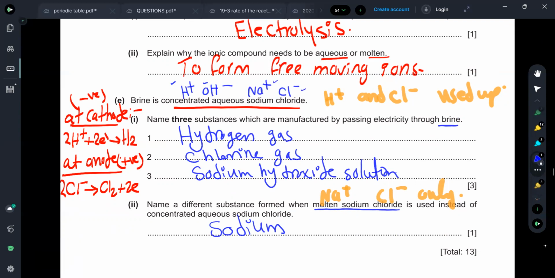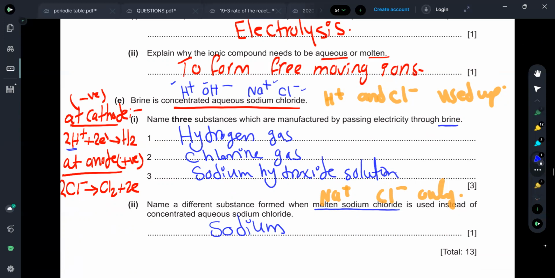Now, positive ions move toward the cathode, which is negative. Hydrogen is reduced instead of sodium, because it is less reactive and so easily reduced. It gains 2 electrons to form H2. So hydrogen gas is formed at the cathode.